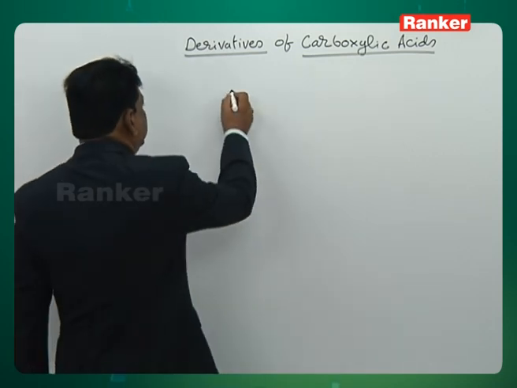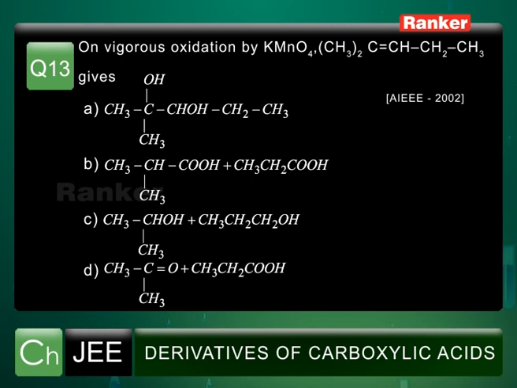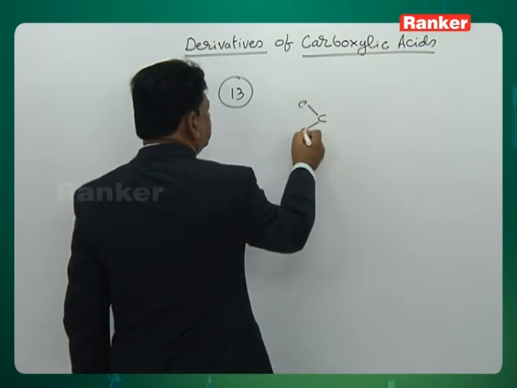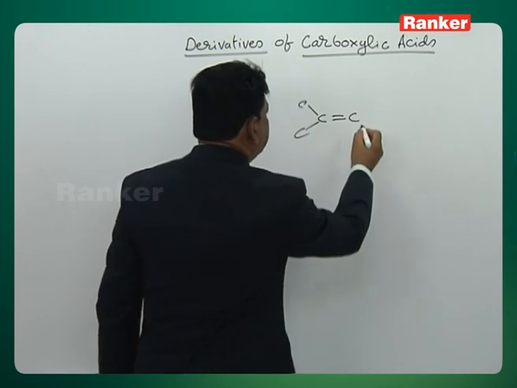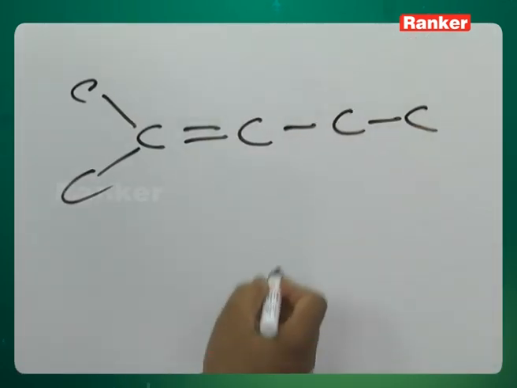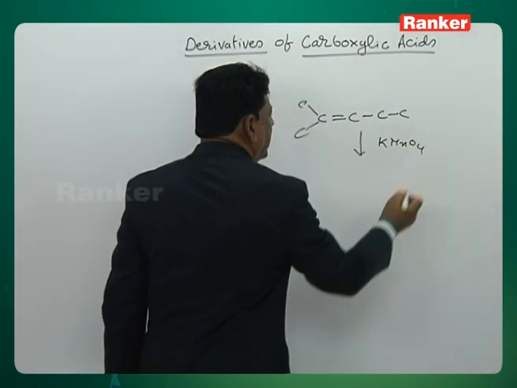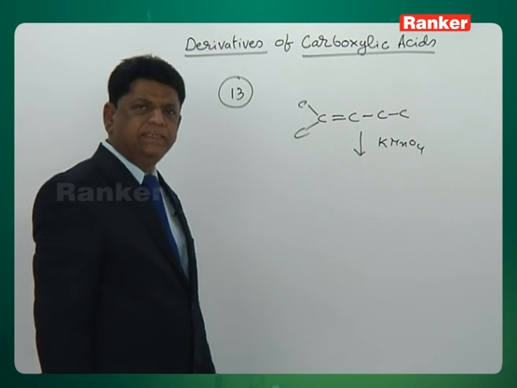So, let us go to the 13th question. On vigorous oxidation by permanganate KMnO4 of a compound containing 2 methyls and a double bond, then we have again an ethyl group. This compound on reaction with KMnO4, actually permanganate is an oxidizing agent. In different media it acts in a different way.